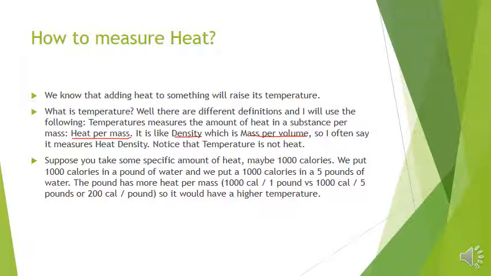So one way to think about it is this. Suppose you have a certain amount of heat, 1,000 calories, and we put it in a pound of water. And then we take another 1,000 calories of heat and we put it in 5 pounds of water. Which one of these two will have the higher heat density? The 1 pound has 1,000 calories per pound. The 5 pounds have 1,000 calories per 5 pounds, or 200 calories per pound. So you can see that the 1,000 calories per pound has a higher heat density, and therefore it's going to have a higher temperature.